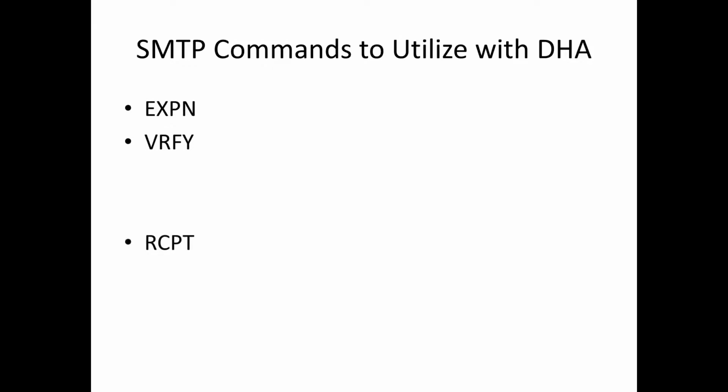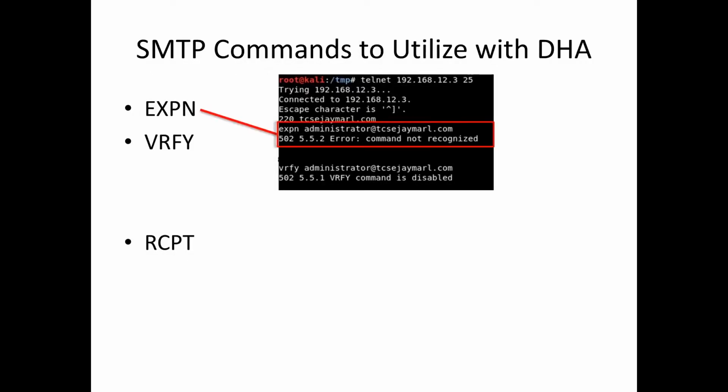EXPN and VRFY are designed for email address verification. As you can see from the screenshot, I've tried to use the EXPN command, but the SMTP server replied that it is not recognized. This should be fine because this command is actually obsolete. On the other hand, I've tried to use the VRFY command, but the SMTP server replied that it is disabled, which is very common nowadays for a secured messaging system.